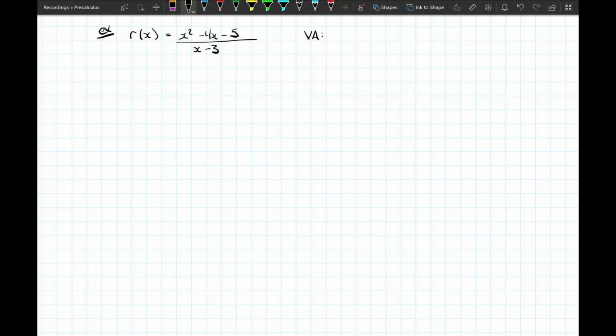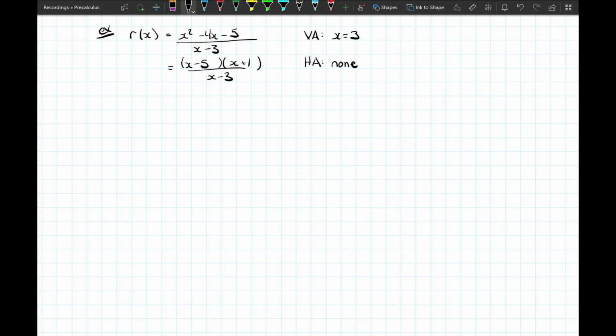Now, if you want to double check that, make sure that you know that the numerator is not 0 at 3. So we'll factor the top and see what we end up with. Okay, now factoring the numerator, we have x-intercepts of 5 and negative 1, and you can see that we have a vertical asymptote at x equals 3. As far as a horizontal asymptote, though, we don't have any because the degree of the numerator is larger than the degree of the denominator.